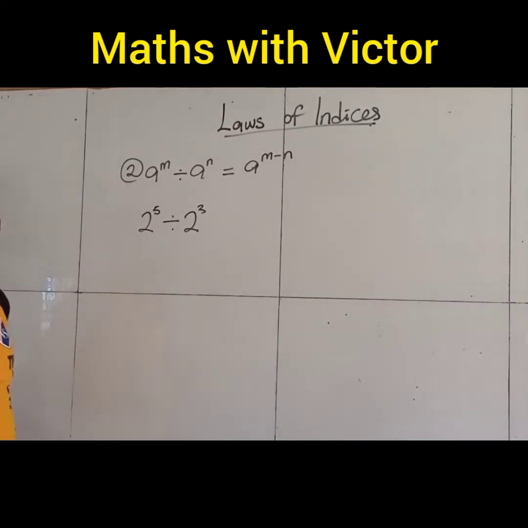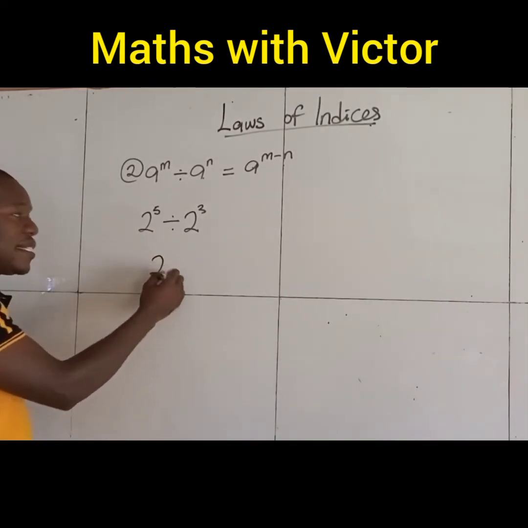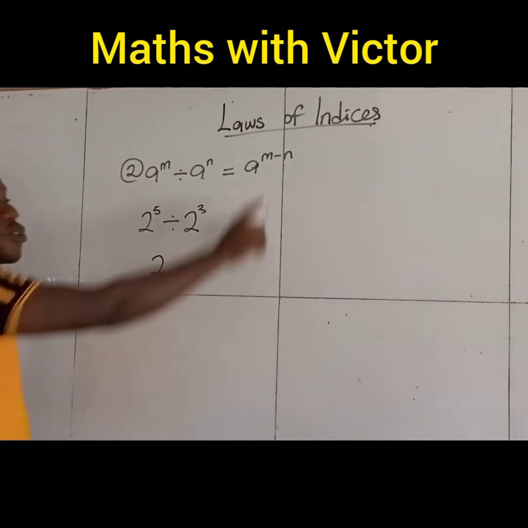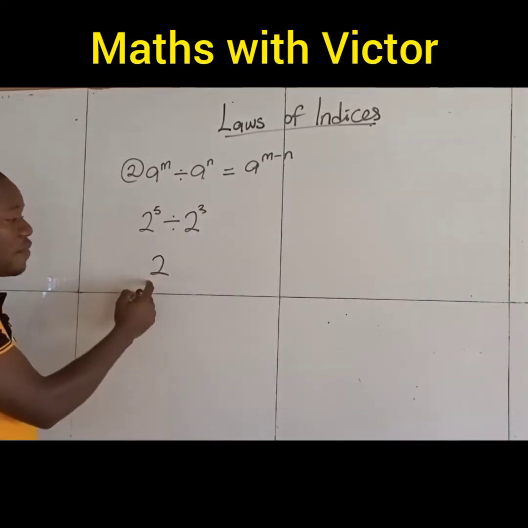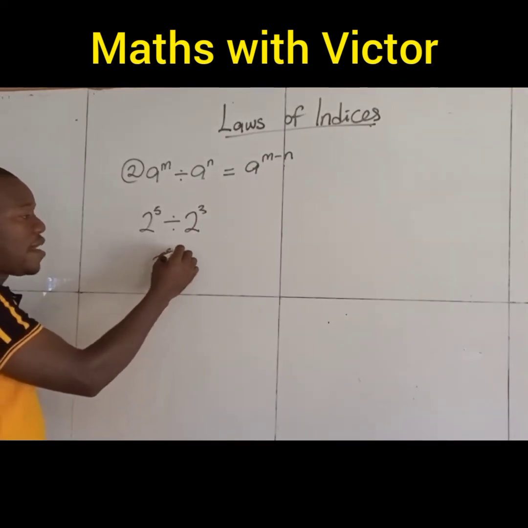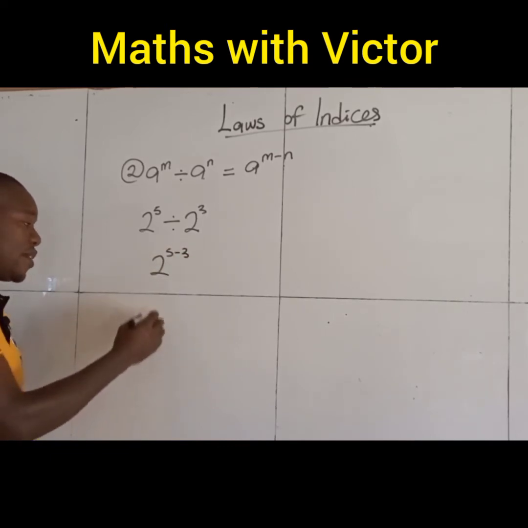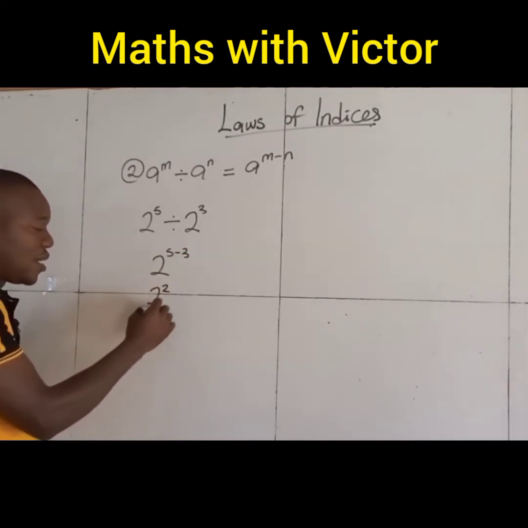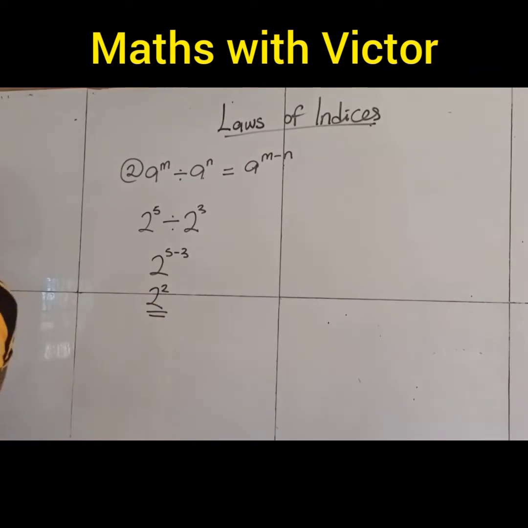So since the bases are the same, I will pick out the common base, and in this law, I will subtract the powers. That will give me 2 raised to the power 5 minus 3, and 5 minus 3 is 2, so 2 raised to the power 2. Answer, a simple illustration of the second law of indices.